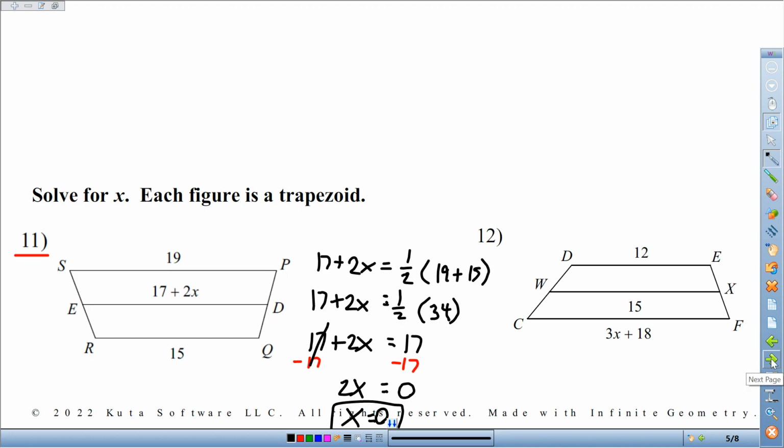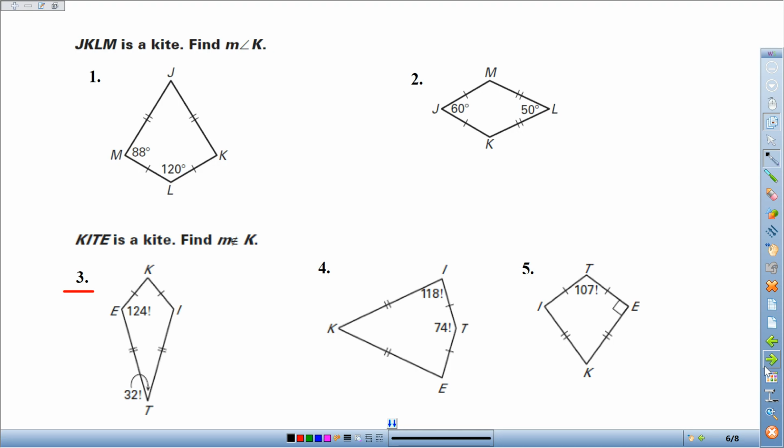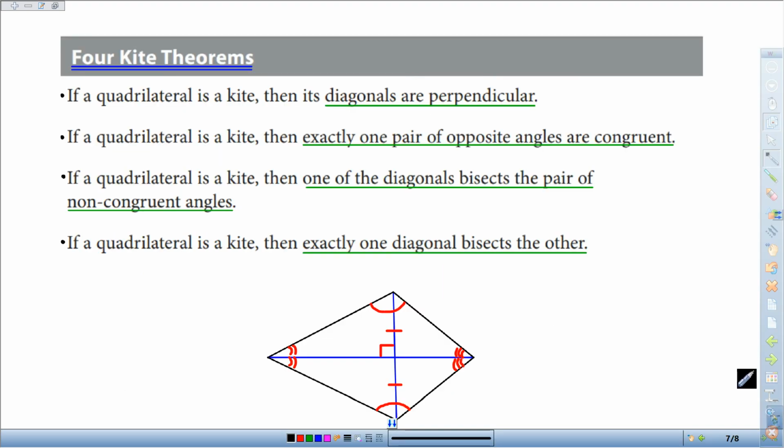All right, from here, we move to the backside, which gets into kites. So real quick before we get into the problems, let's recall the 4 kite theorems. Here they are. Diagonals are perpendicular. They cross at a 90-degree right angle. Exactly one pair of opposite angles are congruent. Those are these angles. I call them the wings of the kite.